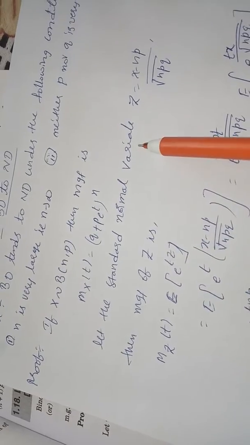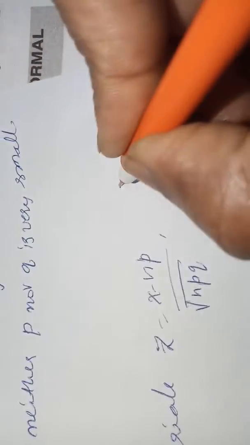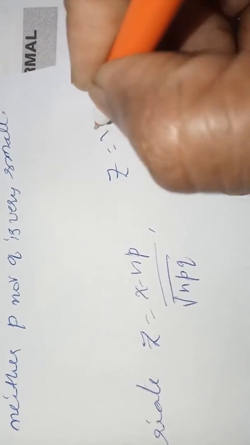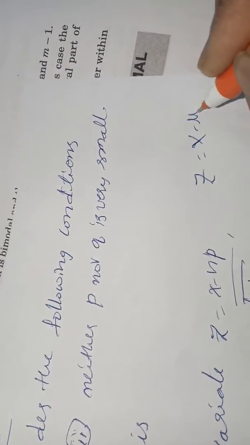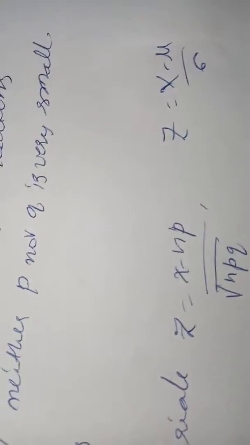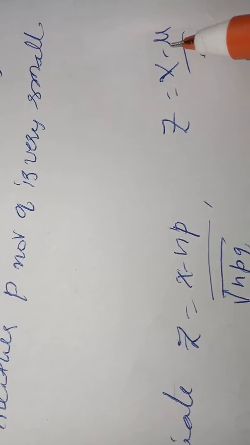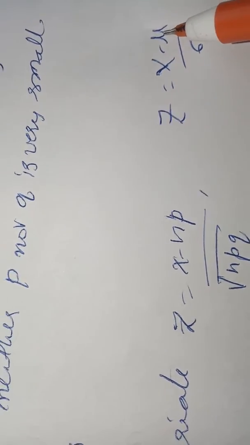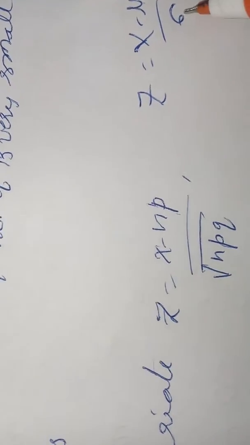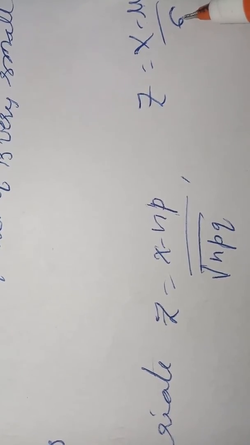Let the standard normal variate z equal (x minus np) by root npq. Actually the standard normal variate is denoted by z equals (x minus mu) by sigma. So mu, the mean of binomial distribution, is np, and the standard deviation of binomial distribution is root npq. That's why let the standard normal variate z equal (x minus np) by root npq.